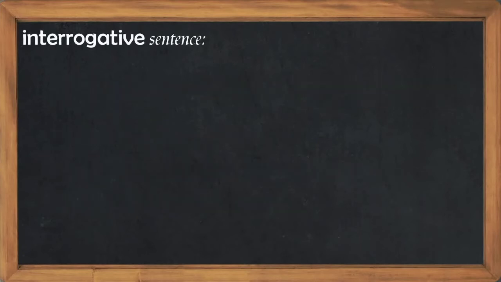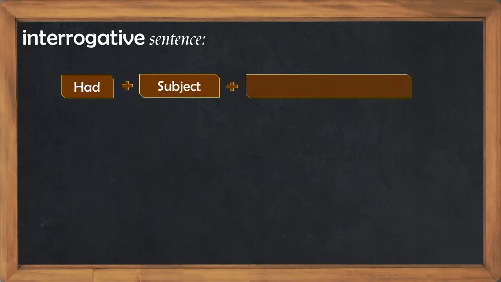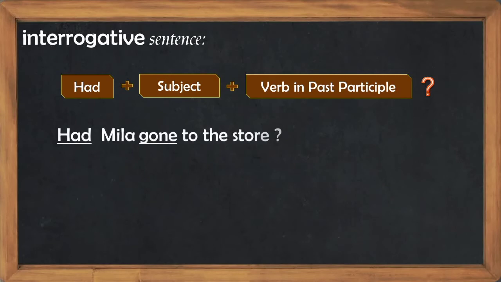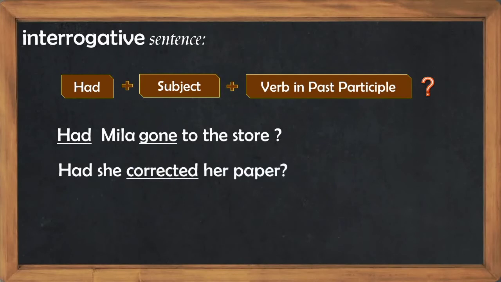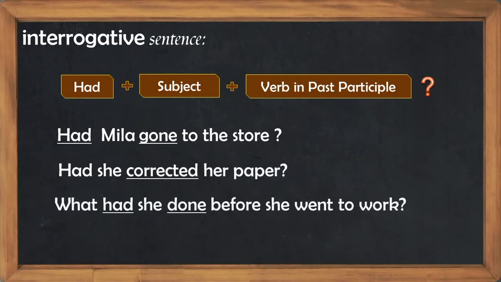Interrogative sentence. Had plus subject plus verb in past participle. For examples: had Mila gone to the store? Had she corrected her paper? What had she done before she went to work?